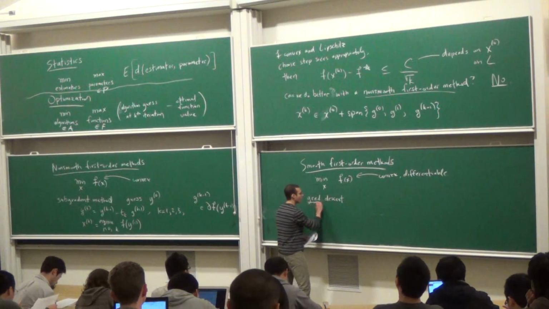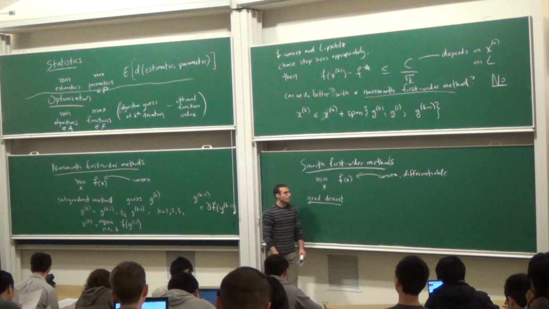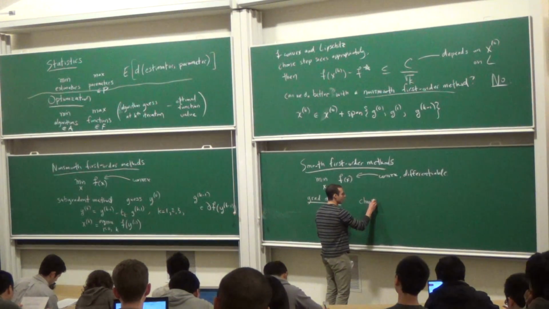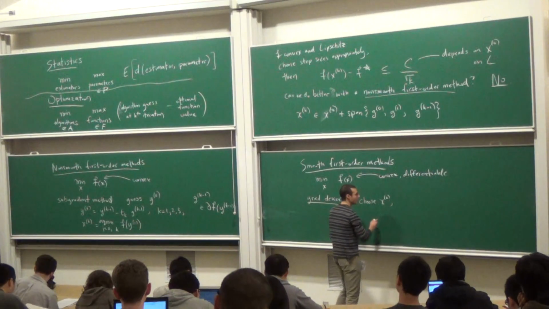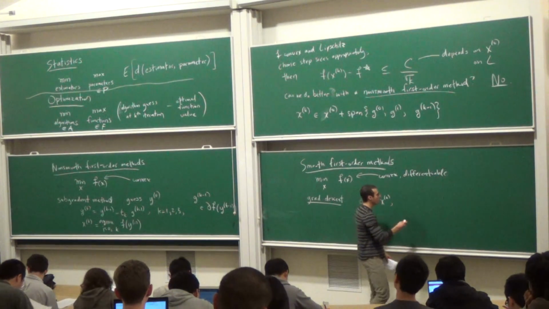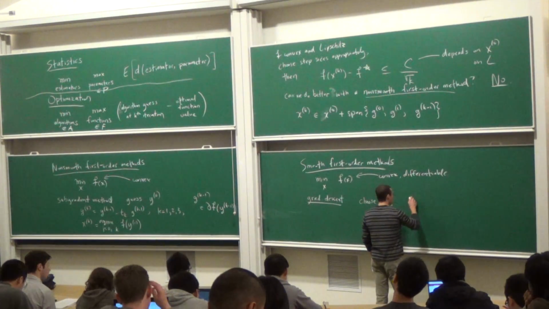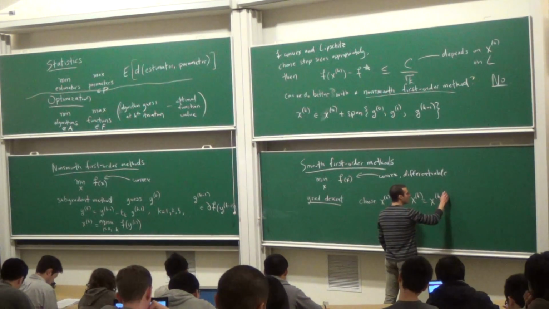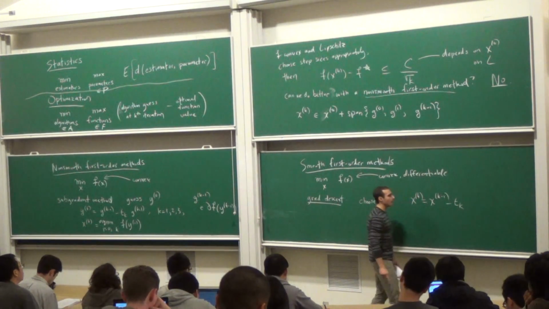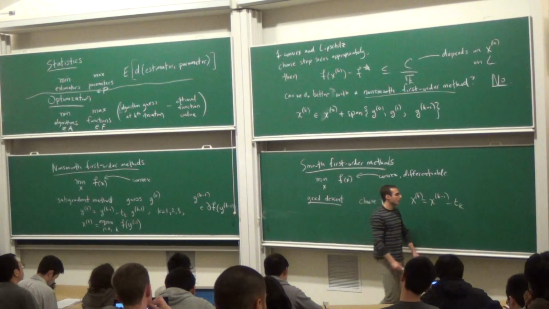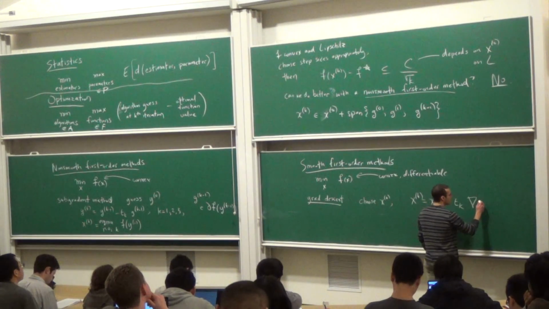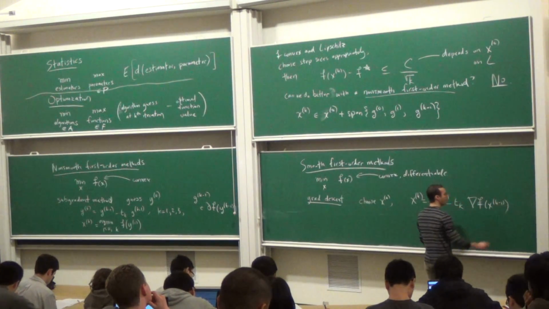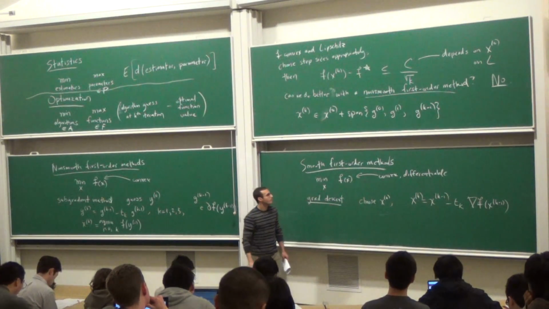We choose some initial x0, and then we're going to take xk to be xk minus 1 minus the step size tk, and then here we're allowed to use the gradient, right, because it's smooth. So I take the gradient at xk minus 1 and I move in that direction.